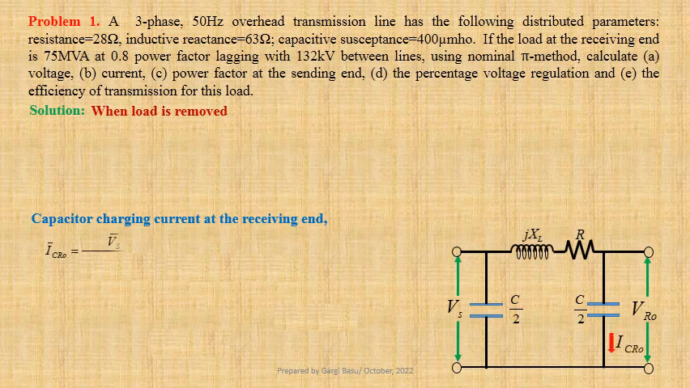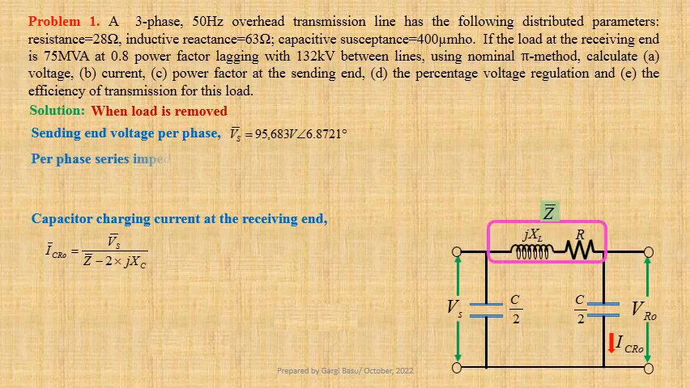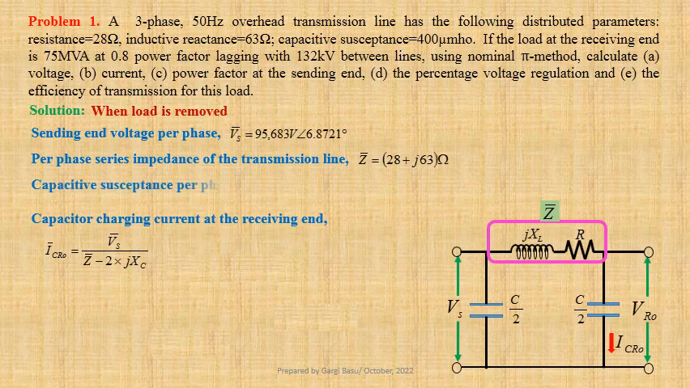Now we shall remove the load from the receiving end and calculate capacitor charging current at the receiving end. ICRO equals to Vs divided by Z minus 2 times jXc. We have computed sending end voltage per phase. Vs equals to 95,683 volts at an angle 6.8721 degree. Per phase series impedance of the transmission line Z equals to 28 plus j times 63 ohm, and capacitive susceptance per phase BC equals to 4 into 10 to the power minus 4 mho.